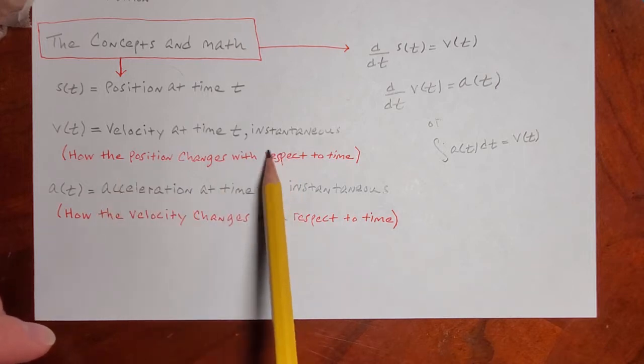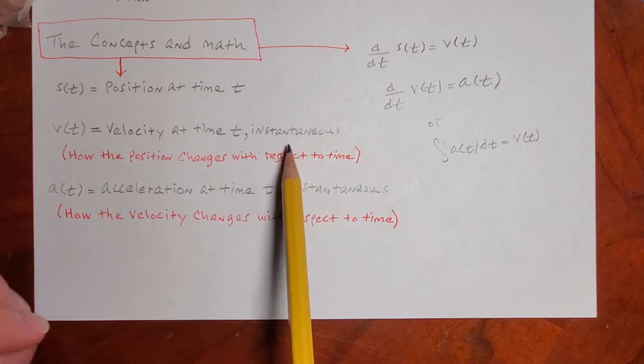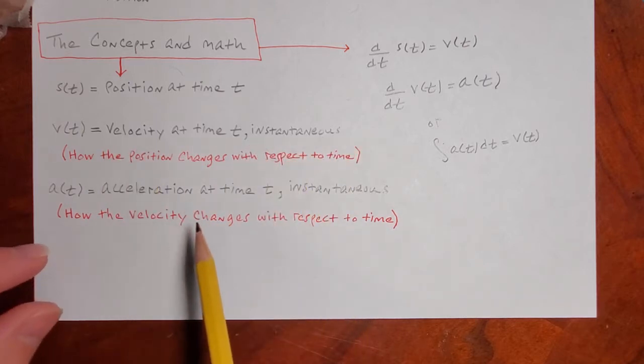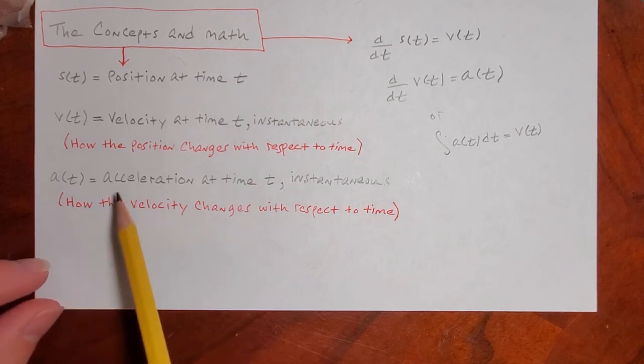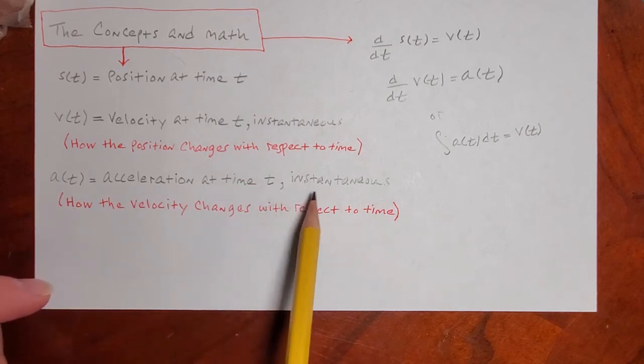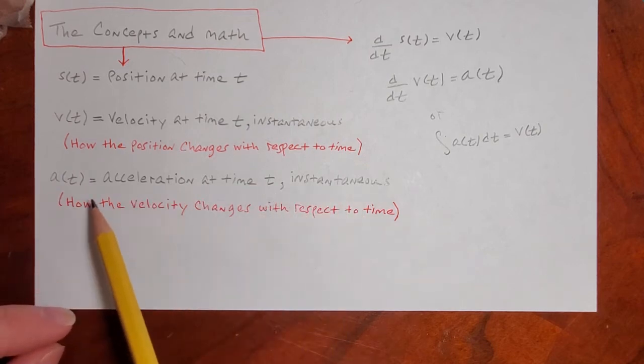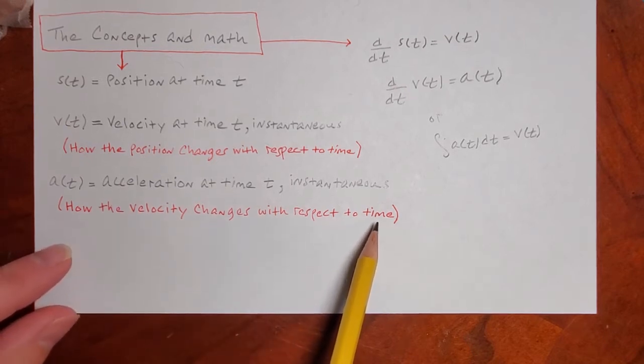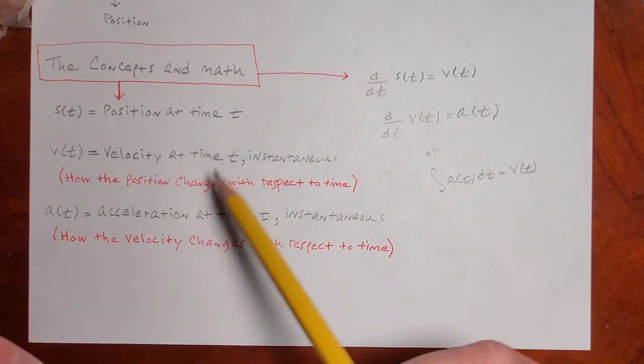So anyway, it's instantaneous. And in other videos, I've talked about what the word instantaneous means, but it means that every instant I can tell you what the velocity is. And then a of t will be the acceleration at time t, also instantaneous. And acceleration is how the velocity changes with respect to time. So you see the connection here? They're all linked together.